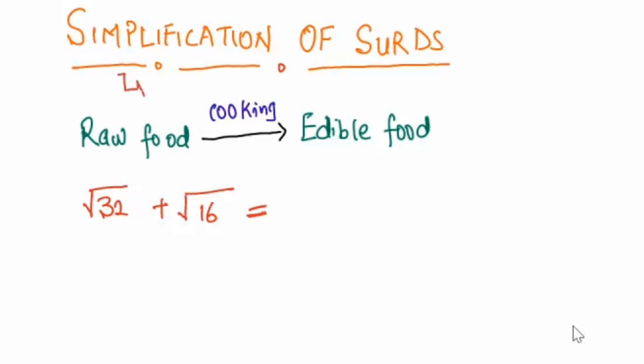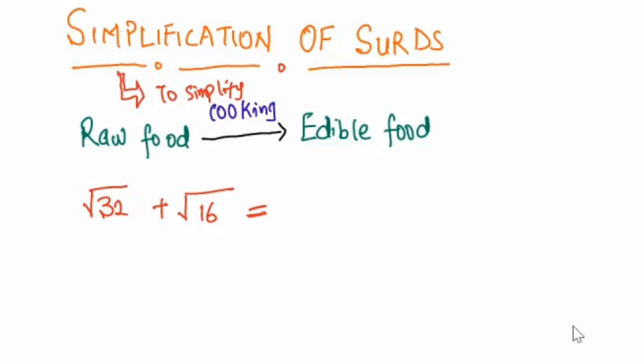Now, what does this word simplification mean? Simplification actually means to simplify. Now, to simplify just means to make easy. So in this case, we are trying to look at how we can make surds easy to work on or to use in calculation.